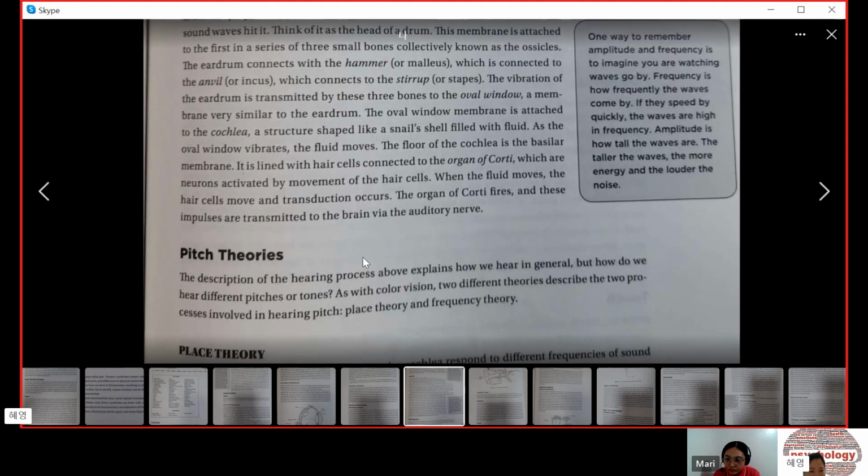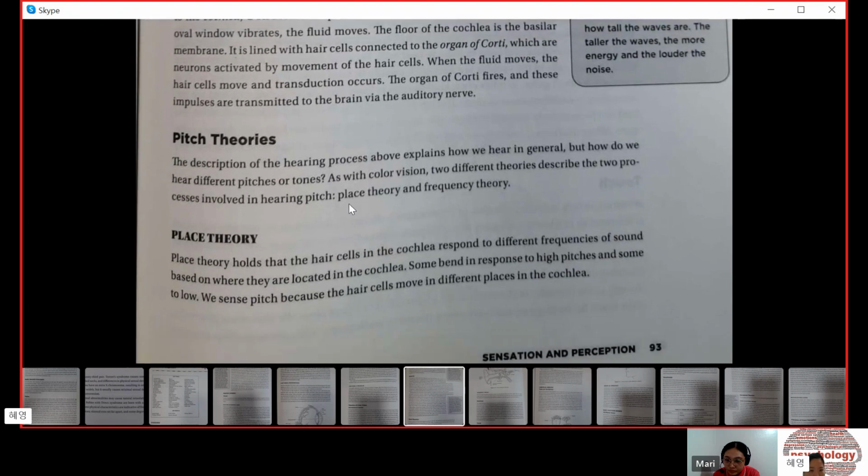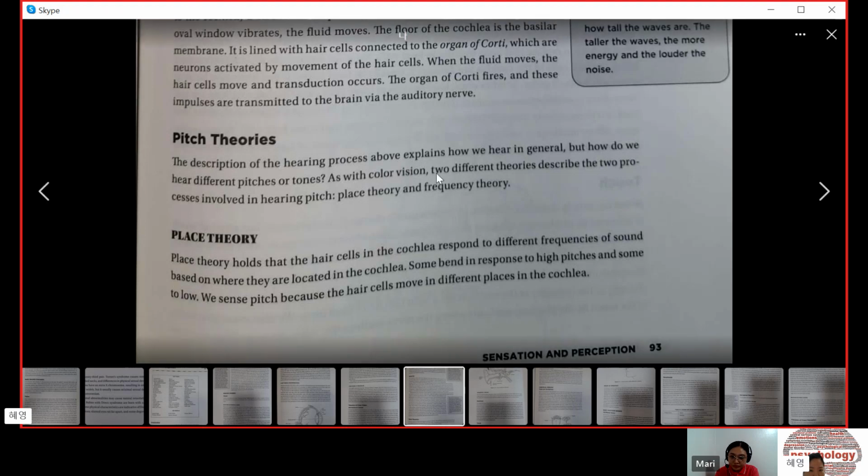And next one is pitch theories. So the description of the hearing process above explains how we hear in general, but how do we hear different pitches or tones? As with color vision, two different theories describe the two processes involved in hearing pitch: place theory and frequency theory. The number one is place theory.